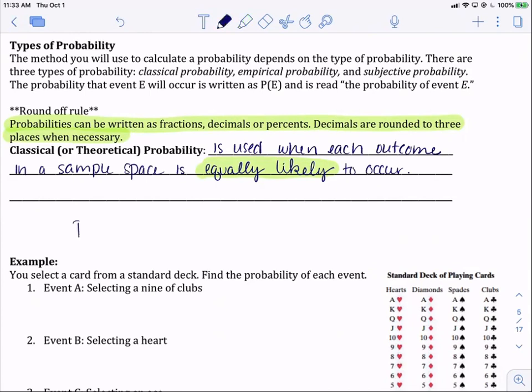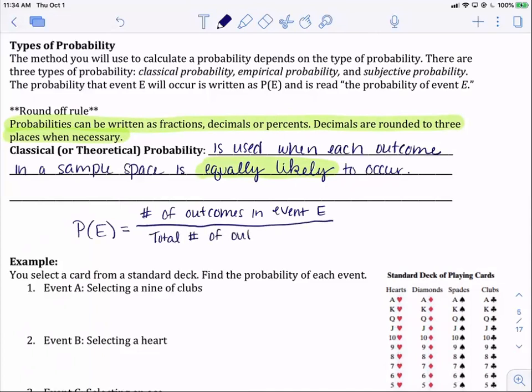Our formula for that: the probability of event E equals the number of outcomes in event E divided by the total number of outcomes in the sample space. So the one you know.